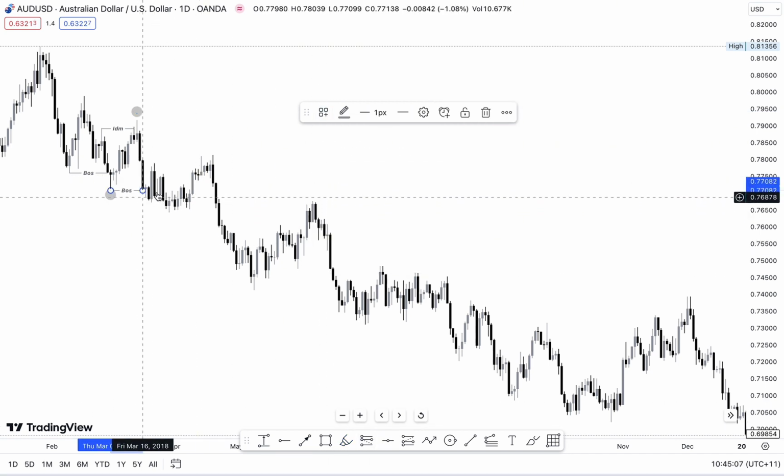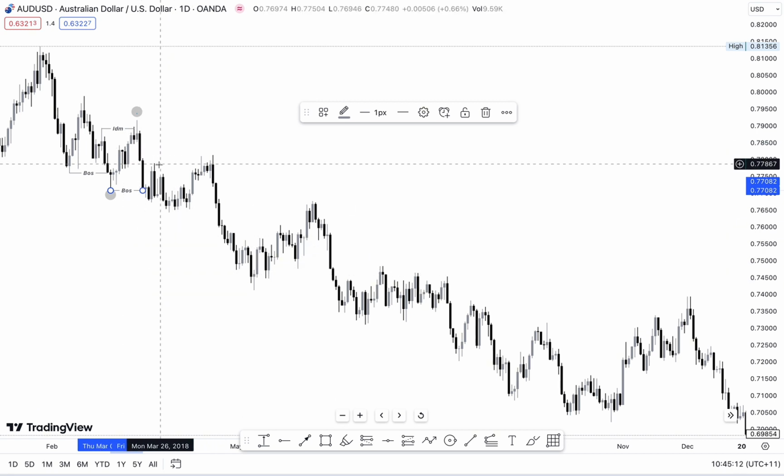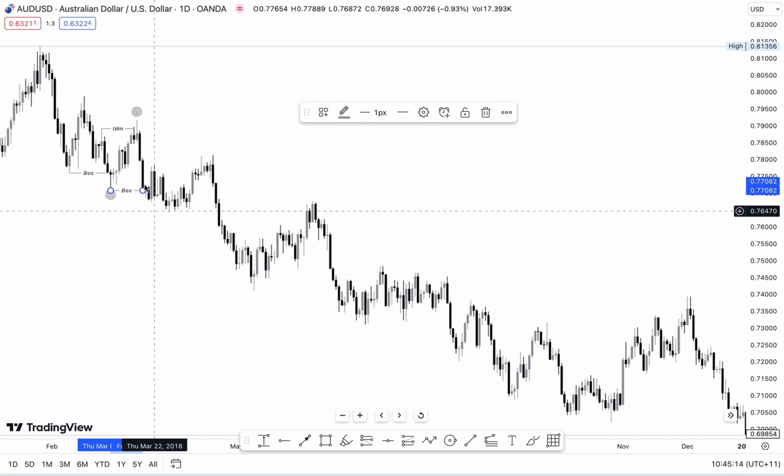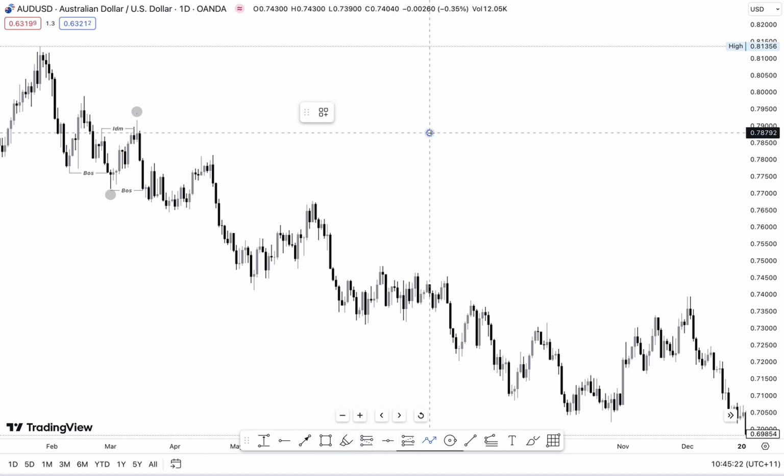Now, after this break of structure, where's our first pullback, guys? We have here to be our first pullback, because if you look here, we had this move, then the break of this. We have something like this.